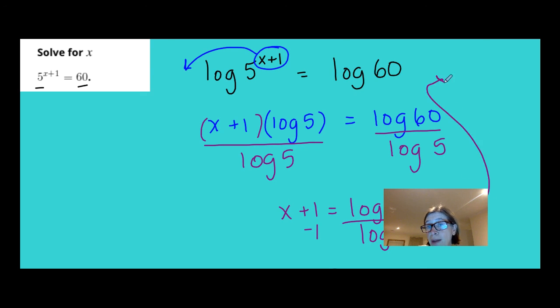So I'm going to grab my calculator now and I'm going to put in log 60 divided by log 5, which gives me 2.54, and then I'm going to subtract 1, so giving me 1.5439. And you're going to look carefully at what they ask you to round to.